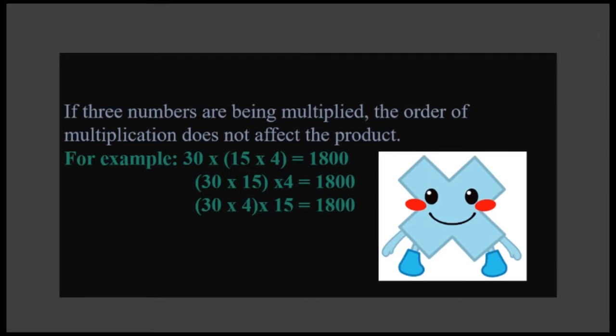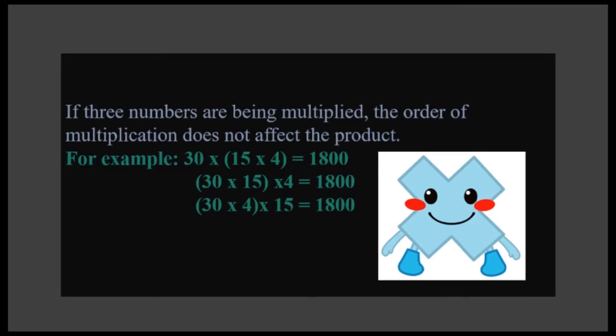And in the third way, I have also rearranged the numbers in a different way. 30 times 4 times 15 is also equal to 1800. Even though it's two numbers or three numbers, the order of multiplication does not affect the product.